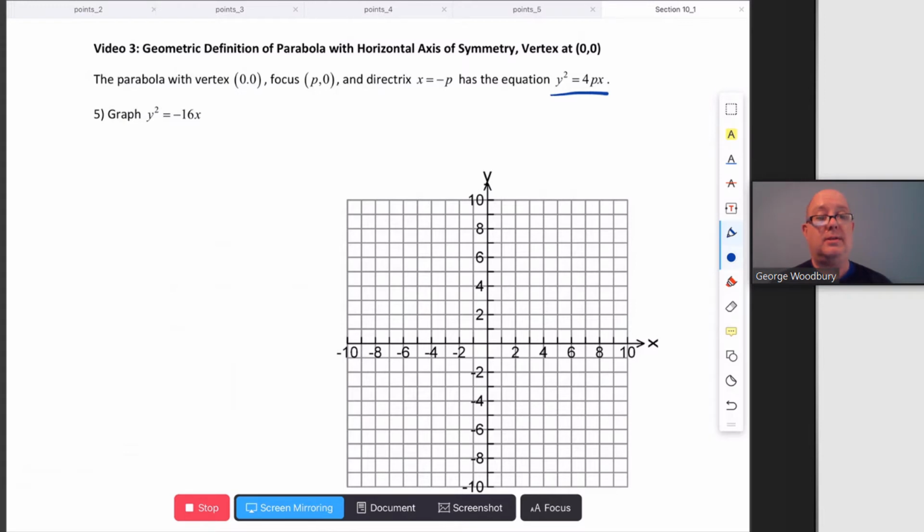If we can write the parabola in this form, then we know that the value of p will help us find the focus, p comma 0, as well as the directrix, x equals the opposite of p.